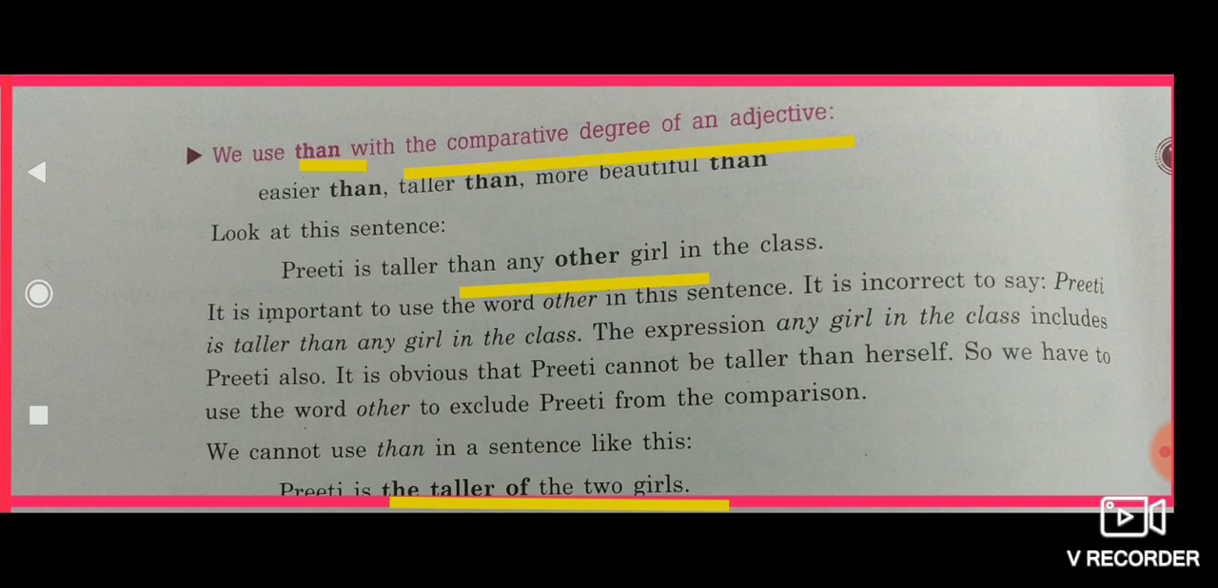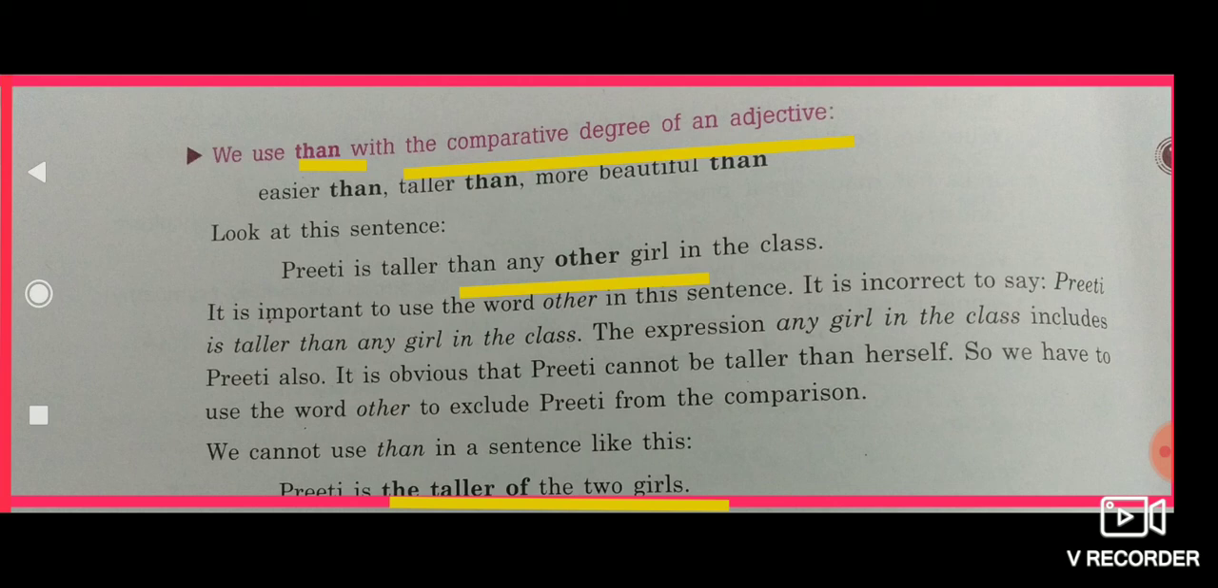We use the word then with the comparative degree. Like this question is easier than the other. But look at the sentence, Preeti is taller than any other girl in the class. Here it is mandatory to use the word other, because it is incorrect to say Preeti is taller than any girl in the class, because any girl in the class includes Preeti also, and Preeti can't be taller than herself. So we have to use the word other to exclude Preeti from the comparison. So here in such kind of sentence, we have to include the word other besides then.